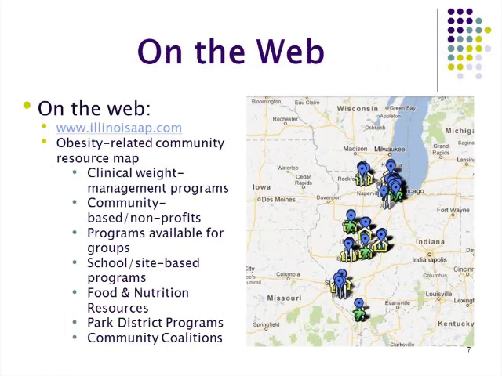So on ICAP's website, illinoisaap.com, we have mapped community resources into the following categories. There are clinical weight management programs, community-based nonprofits, programs available for groups, programs that are school or site-based, food and nutrition resources, park district programs, and community coalitions.